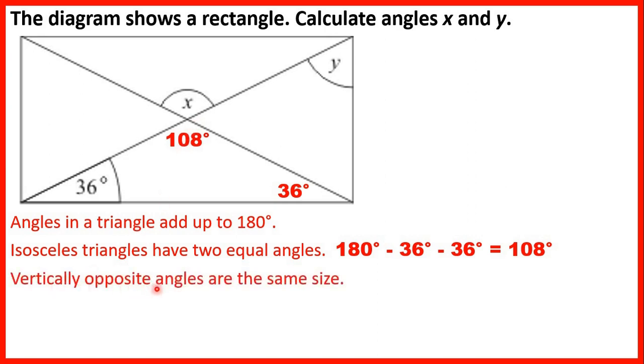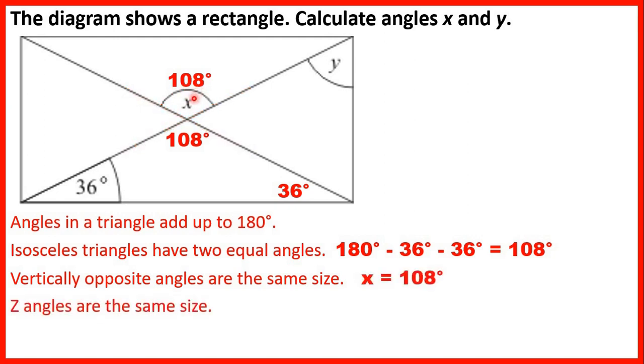Now vertically opposite angles are the same size, and you get vertically opposite angles when straight lines cross. So the opposite angles are the same, which means that angle X will be 108 degrees.